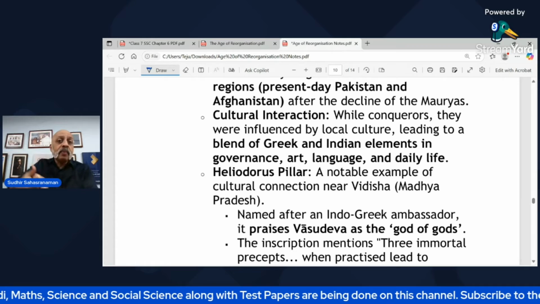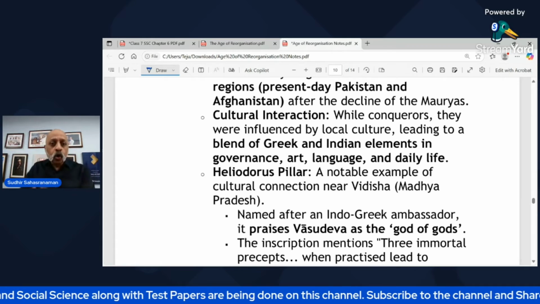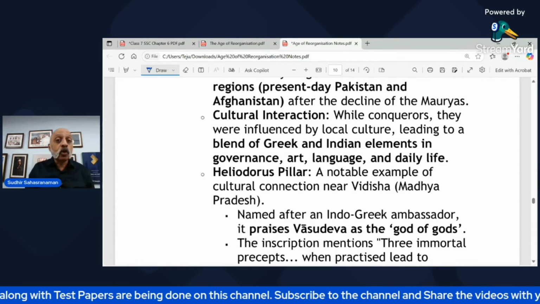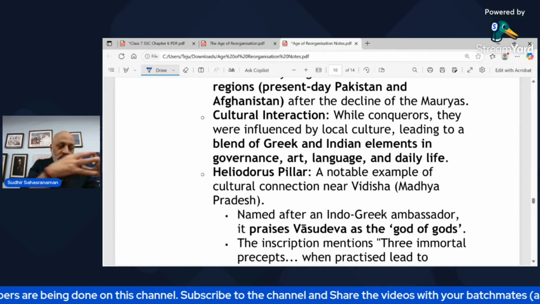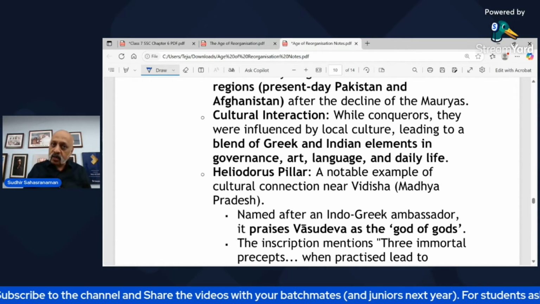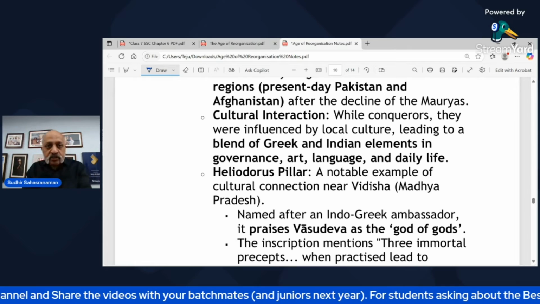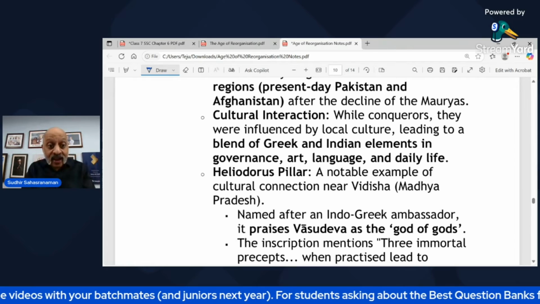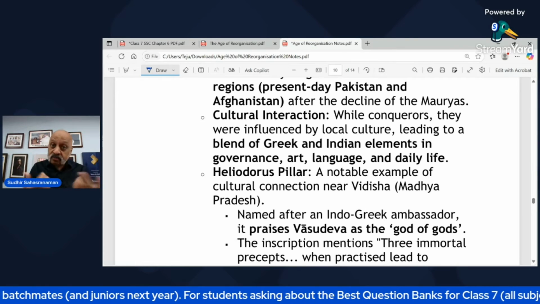So there is some kind of a mingling of the foreign and the local culture. And that's why they are known as the Indo-Greeks. There was a blending, a coming together of Greek and Indian culture. It could be in art, it could be in literature, it could be in culture, it could be in language, it could be in matters of governance, right?